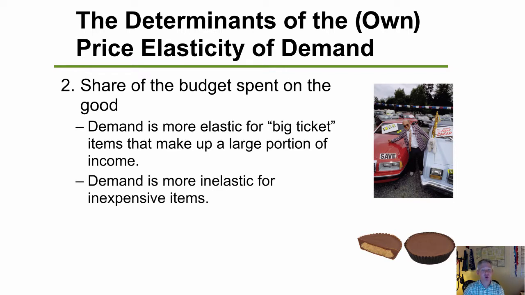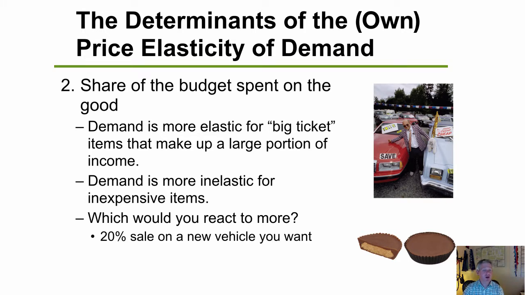And demand is more elastic for the cheap item? So which would you react to more: a 20% sale on a new vehicle you want, or a 20% sale on a candy bar? Obviously, the 20% sale on the vehicle is a much bigger deal because the vehicle makes up such a large share of your budget.